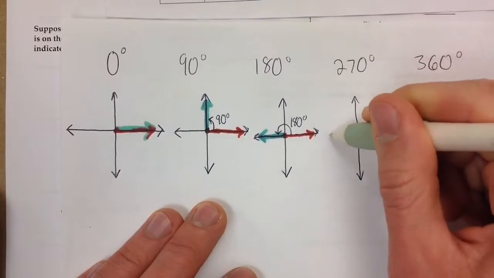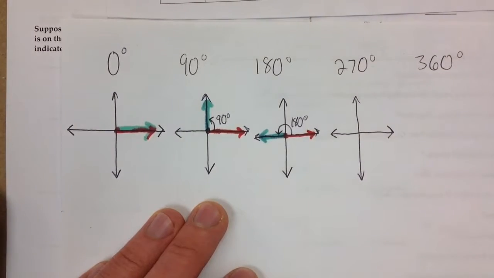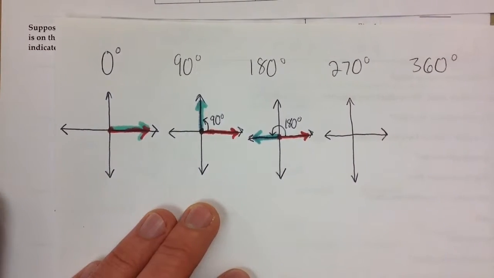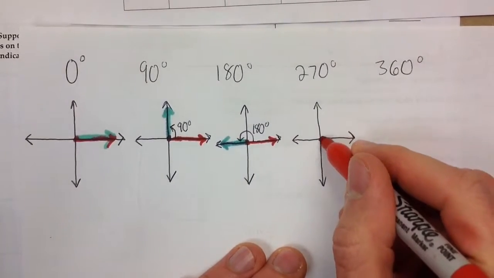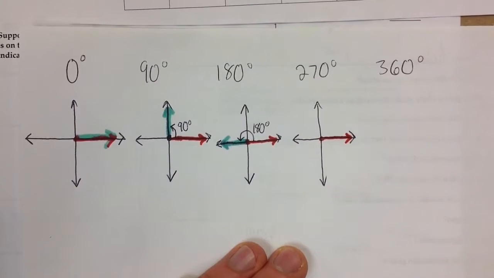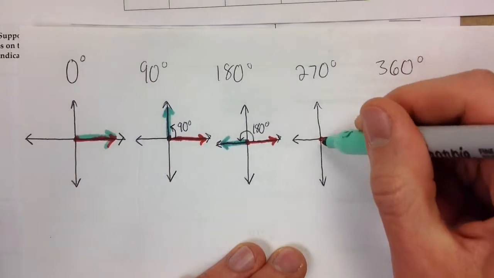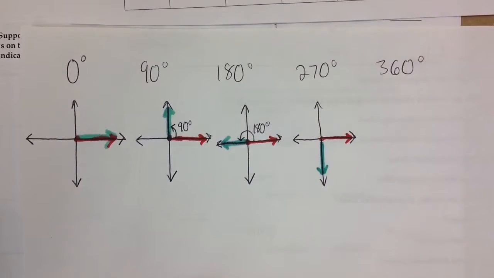Can you describe to me how to draw 270 degrees? The red's in the same spot. Green's going down. Very good.